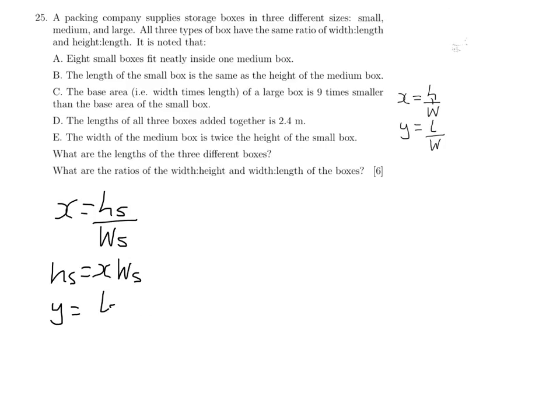I've called y the length divided by the width. So the length of the small box divided by the width of the small box is going to be y. So the length of the small box is y times the width of the small box. Now I'm going to substitute these numbers into the relationship A. So I'm going to use this, and instead of the height of the small box, I'm going to use x times the width of the small box.